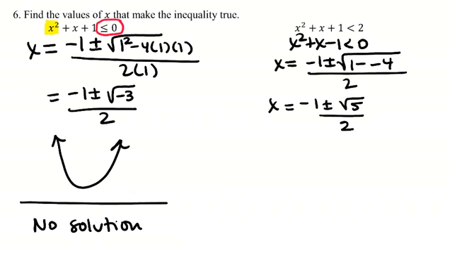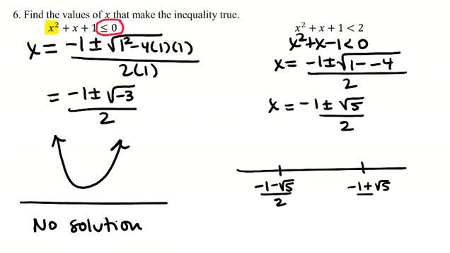Okay, I'm going to make my little number line or x-axis for a potential sketch of a graph. And this is negative 1 minus the square root of 5 divided by 2. And this is negative 1 plus the square root of 5 divided by 2. We know that, again, this is a parabola that opens upward.